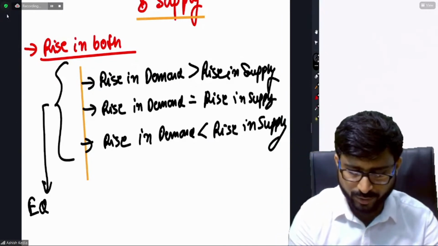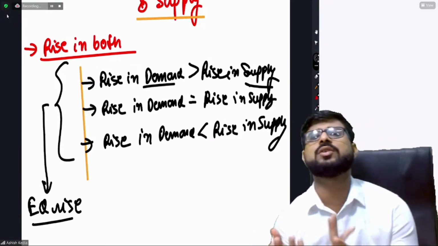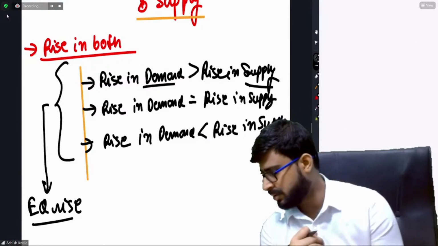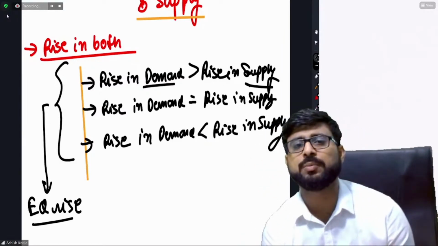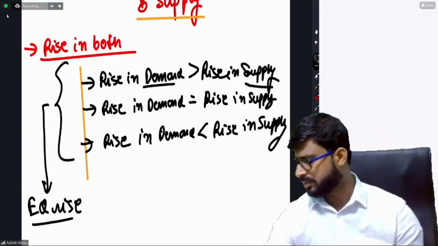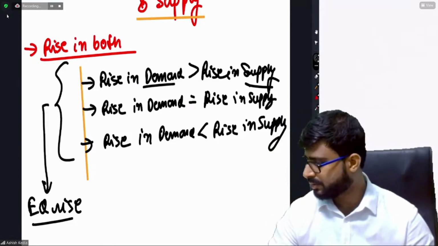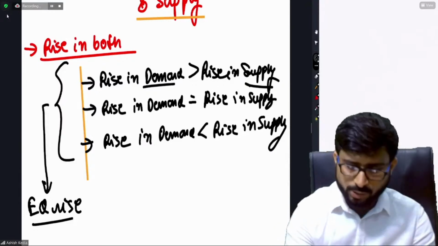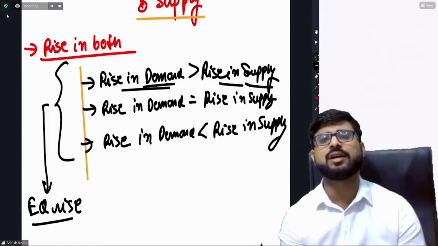Yes. Equilibrium quantity will rise. Arey Baba, because demand is also rising, supply is also rising, so how will equilibrium quantity fall? Common sense. In all the three cases, what will happen to equilibrium quantity? Equilibrium quantity is going to rise. Common sense. In all the three, equilibrium quantity will rise. Arey Baba, because both quantities are rising, na?